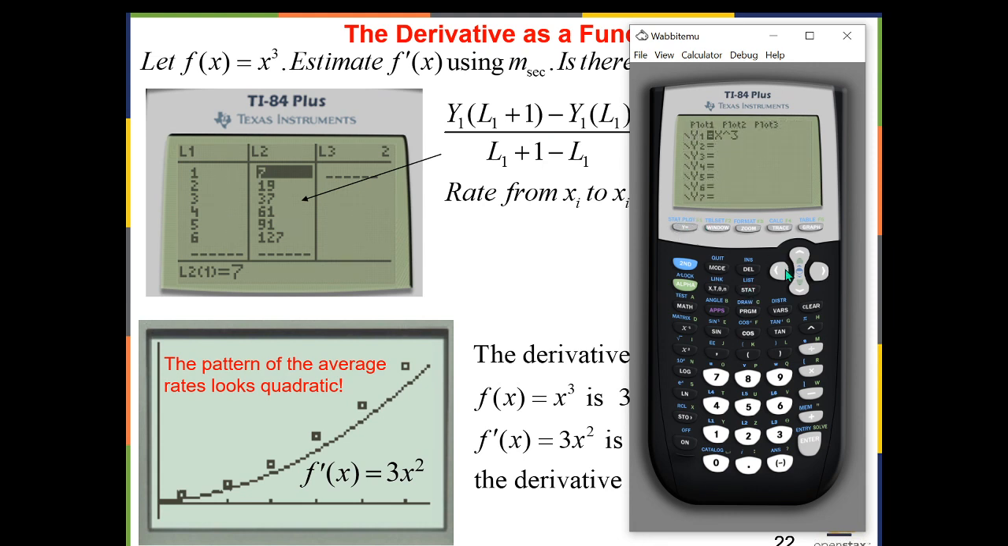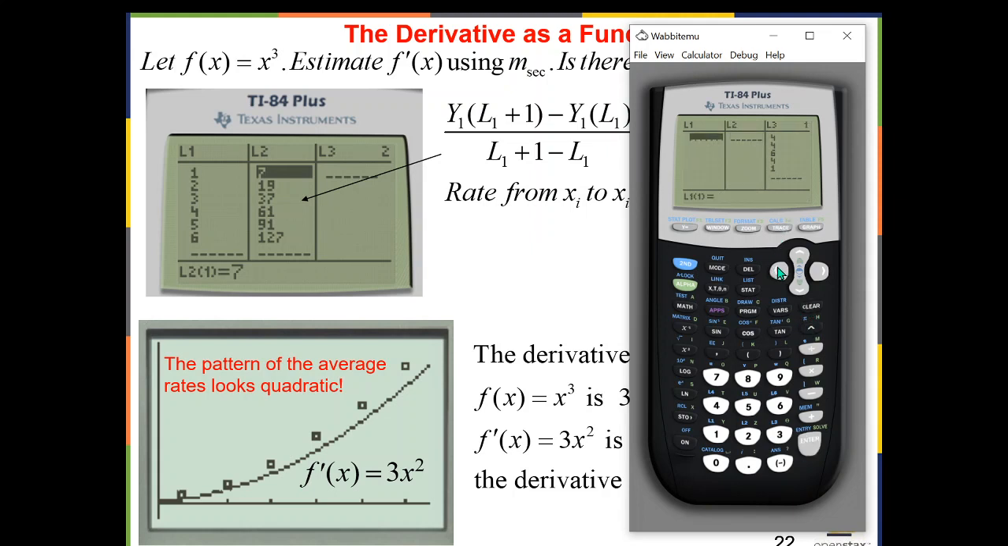And in fact, I'm going to turn this off so it doesn't get graphed, right? And then what I'm going to do is go to stat, edit, and then clear L1 and L2. So I go to the name of the title and press clear, enter.